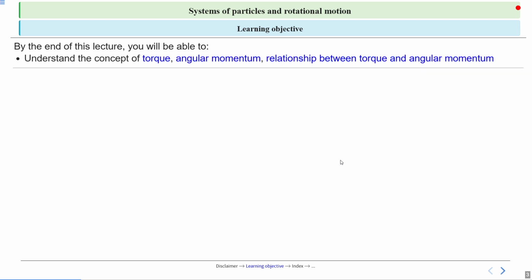Learning objective. By the end of this lecture, you will be able to understand the concept of torque, angular momentum, and the relationship between torque and angular momentum.